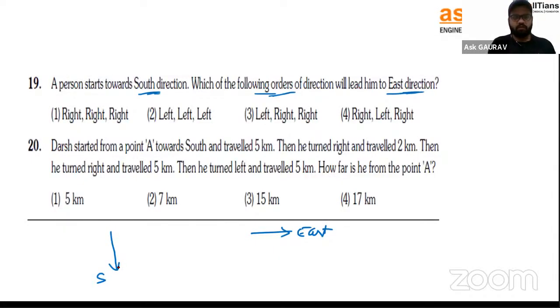If you make right, it will be here. Again right, it will be here. Again right, then you will have your east direction. So yes, this option is correct. Getting my point? Right. All the three direction right, you will reach to east direction.